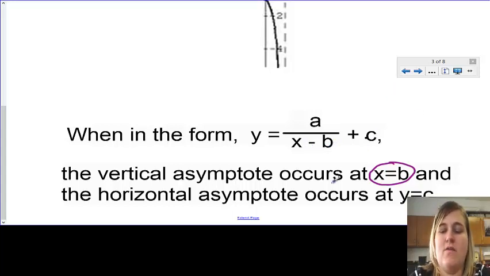Then for the horizontal asymptote, it's where y is equal to c. So I would just set y equal to c. Since this is positive, it's positive; if it's a negative, then it has to be negative.